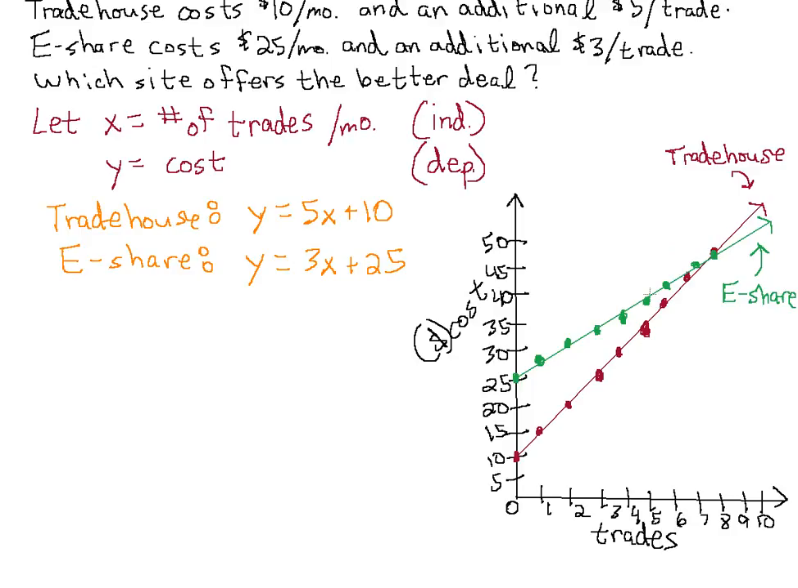And you see why a visual representation is a little better, because we see over time Trade House is going to be more expensive, even though at first eShare is more expensive. So it depends on how many trades he makes. The more trades he makes, the more expensive Trade House is going to be in comparison with eShare. All right, so that's why a visual representation is very helpful. Let's go ahead and look at the equations.